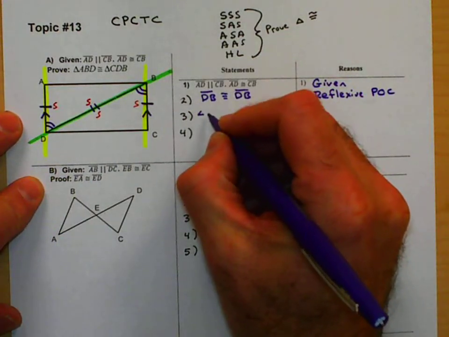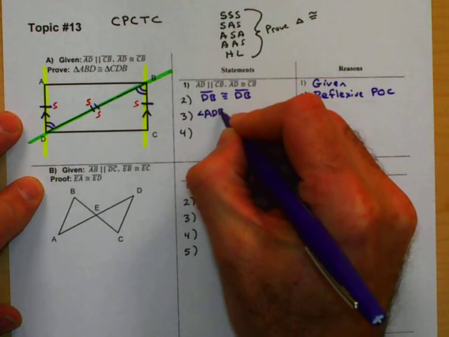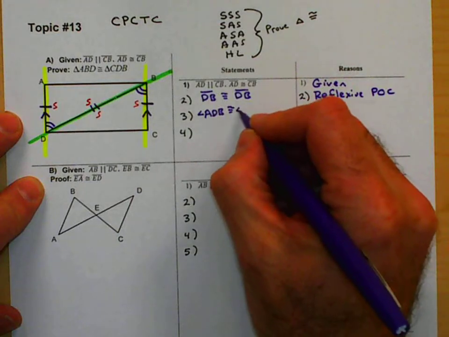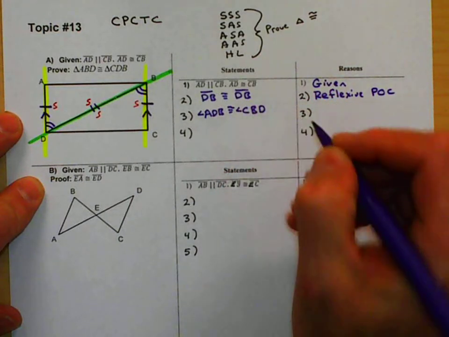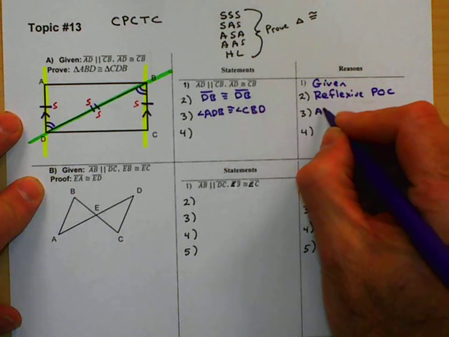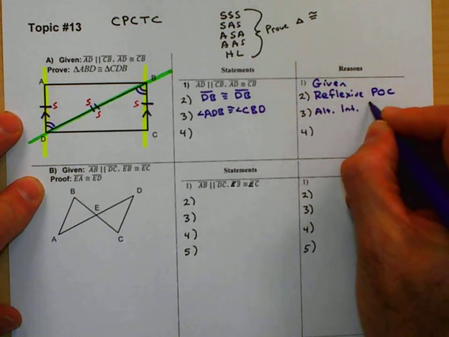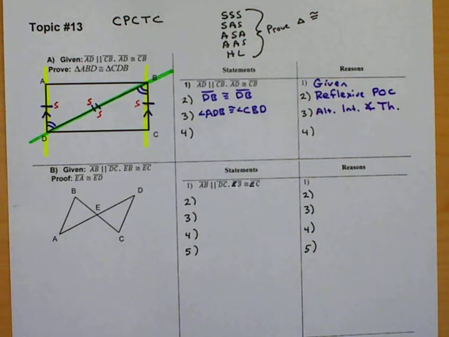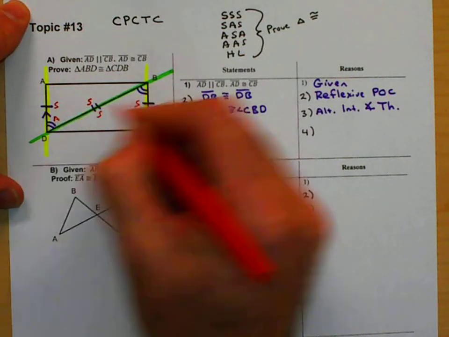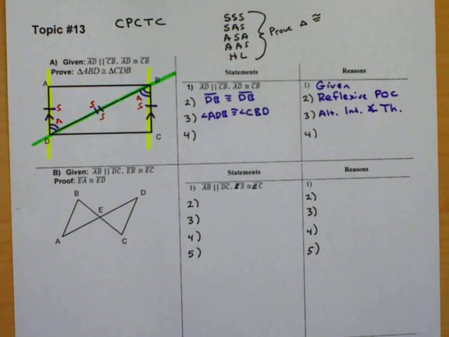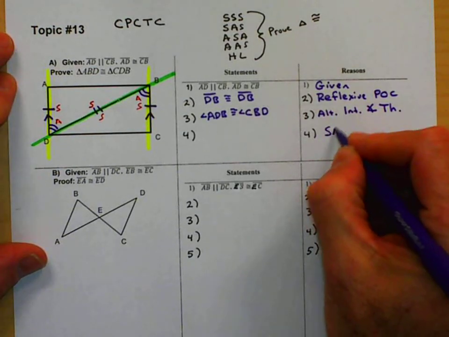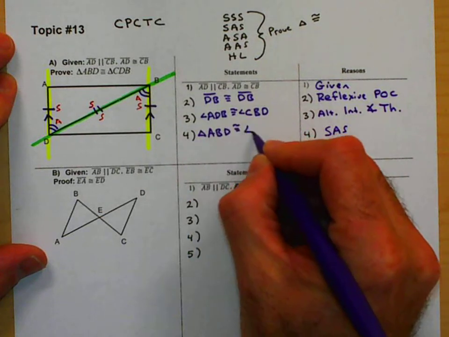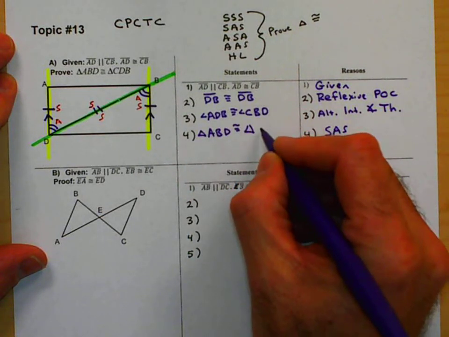Therefore, angle ADB is congruent to CBD. And that's by the alternate interior angle theorem. Once I have that, I can add an angle, and in fact that's the included angle, which now gives me SAS, showing that triangle ABD is congruent to triangle CDB.